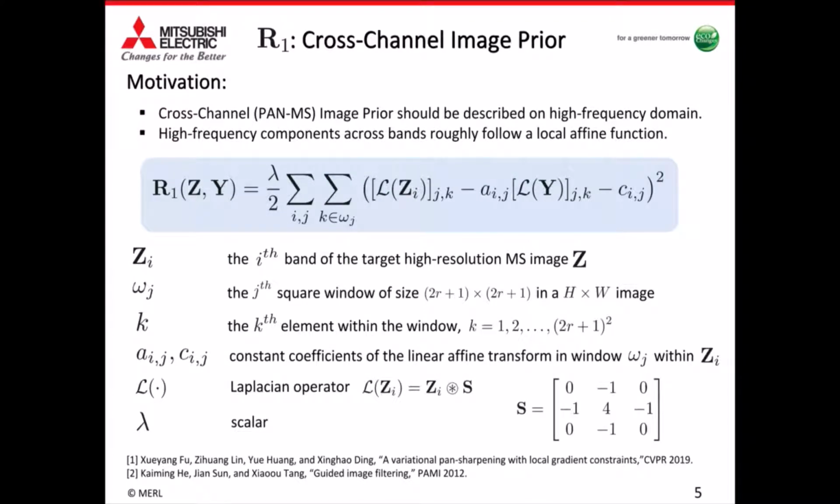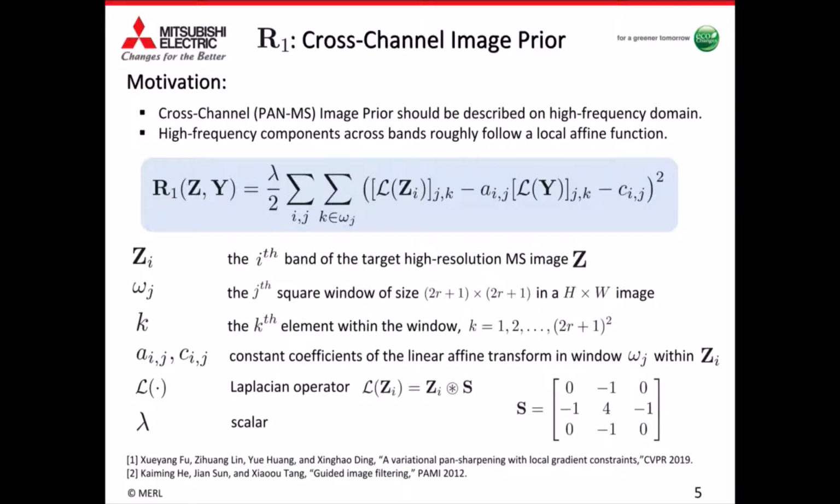The regularizer on the cross-channel relationship is very crucial. It determines what the target multispectral image should be. Since the data fidelity term has already had a very strict constraint on the low-frequency part of the multispectral image, naturally, the cross-channel image prior should regularize the high-frequency components of both imagery.